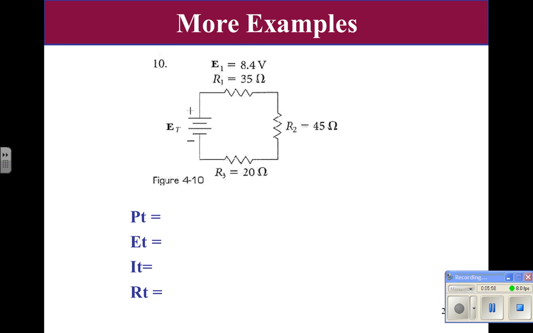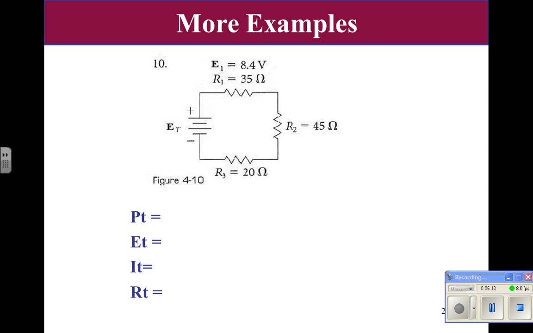Now this is an example. I think I stuck this in, and this is more like what we do. Now you'll notice that we have a couple things. We have a voltage on resistor 1.